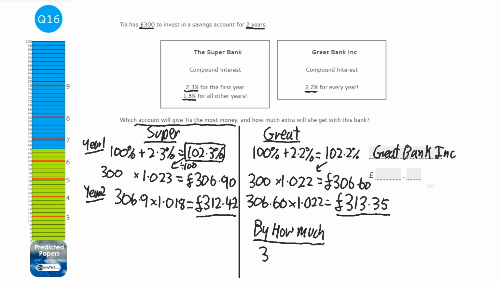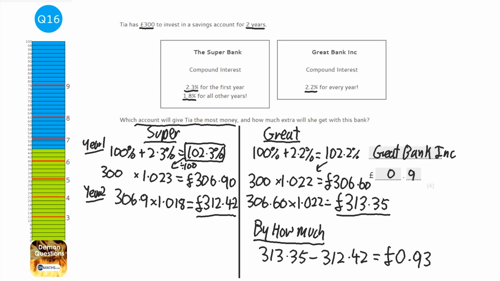So I'm going to do 313.35, take away 312.42. So 313.35, take away 312.42. And I get the answer of 93p. So £0.93. Now, if you hadn't have rounded both of those, you might get a slightly different answer.